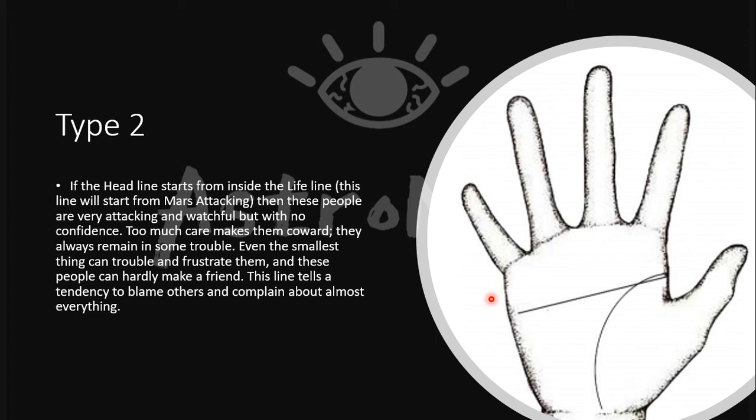Even the smallest thing can trouble and frustrate them, and these people can hardly make a friend because they are a little bit shy too. So this line tells of a tendency to blame others and complain about almost everything. Okay, if this line is there, the person will be a very low confident person.